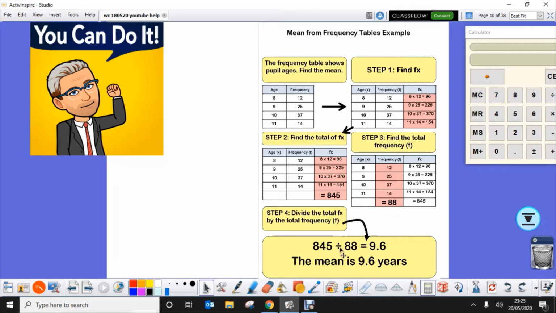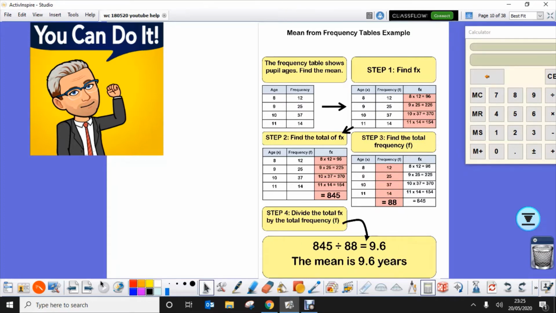And the final thing, to find the mean: if you think, to find the mean normally we add them all together and divide by how many there is. So we've added them all together in the fx column, and then we're going to divide by how many there is, which is the total of the frequency. So we do 845 divided by 88, which gives me 9.6 in this case.